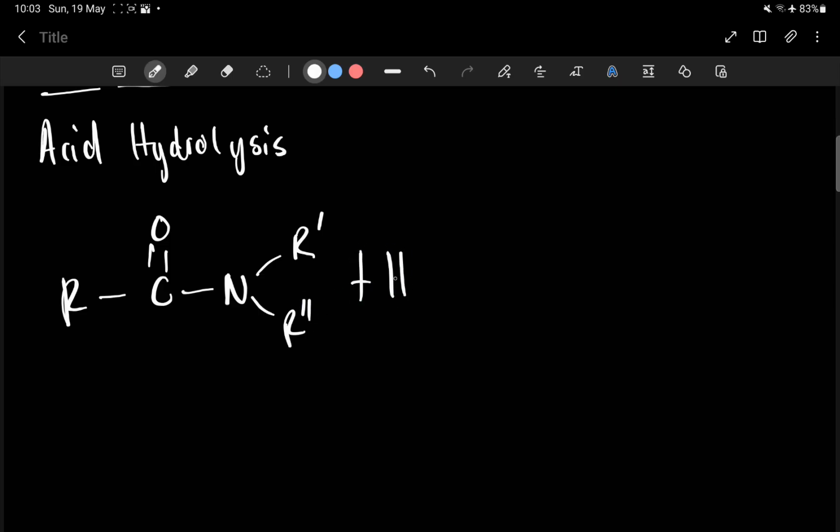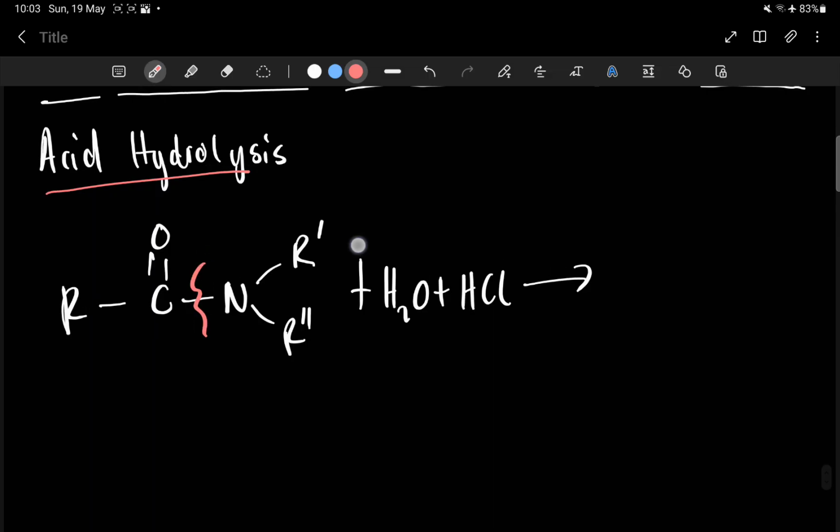Then it's going to add to water, but this water is going to be acidified. Here we are specifying that the acid is HCl. Then what do we get? We are hydrolyzing. What you should know is that for amides, they break right here. We saw that for esters, they only break on the OR prime, the R prime goes, leaving the O behind. But in amides, they actually break right here.